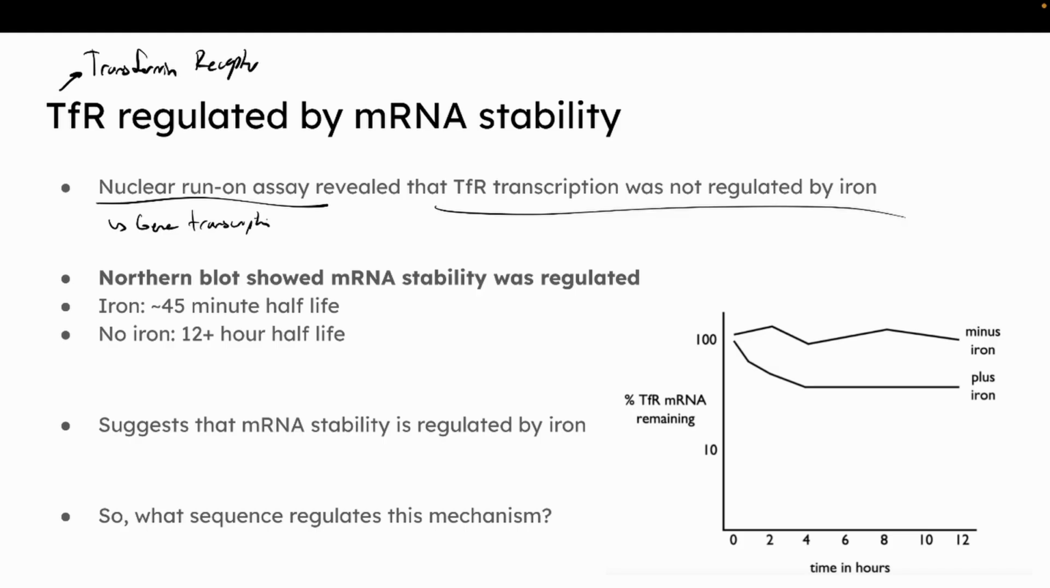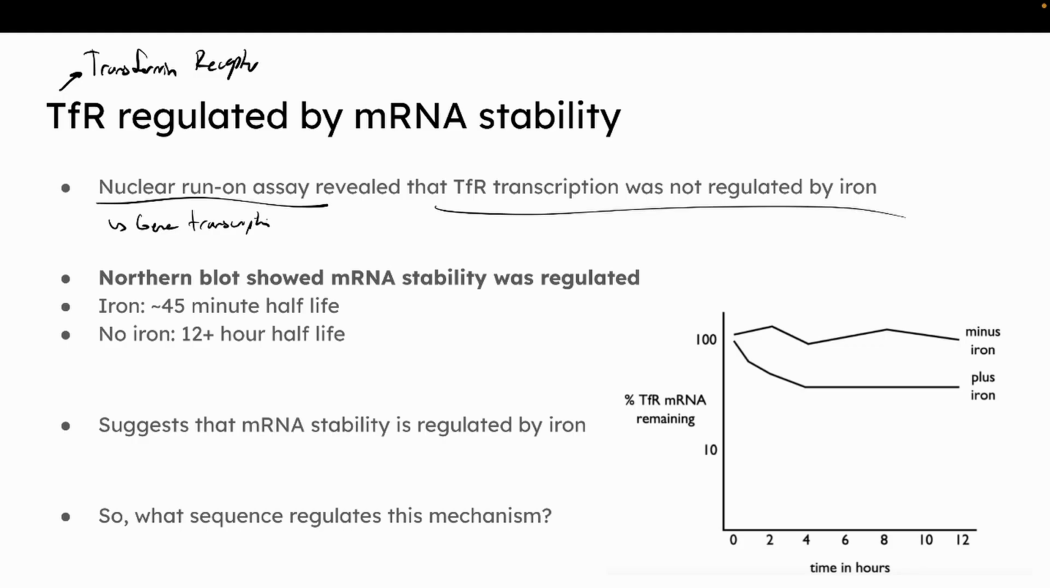This is very contrary to a lot of the other mechanisms that we covered, where it's a lot of transcription factors and like the lac operon. Those are all at the level of transcription. This is not the same. Now, what they did was they ran Northern blot, and they did that in the presence of iron and without iron.